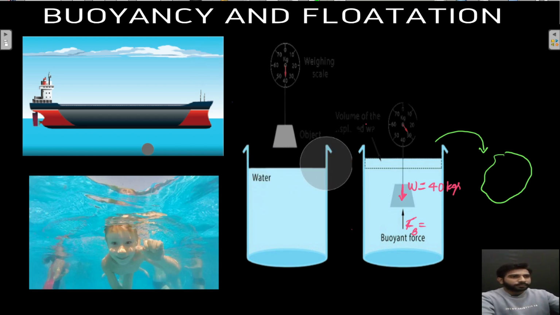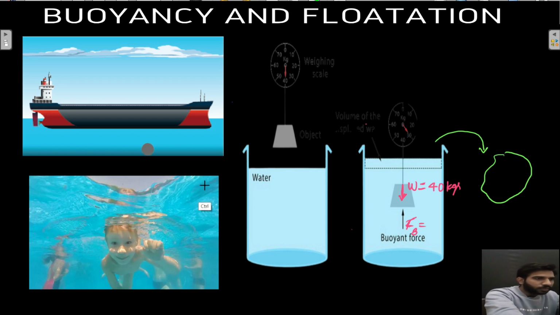Now let's say that this beaker was not fully filled with water, but it was up to this level, the original level. When you immerse the object, the level was slightly raised. Now this volume of water between the original surface and the raised surface will be your displaced fluid. Now this is the second case.